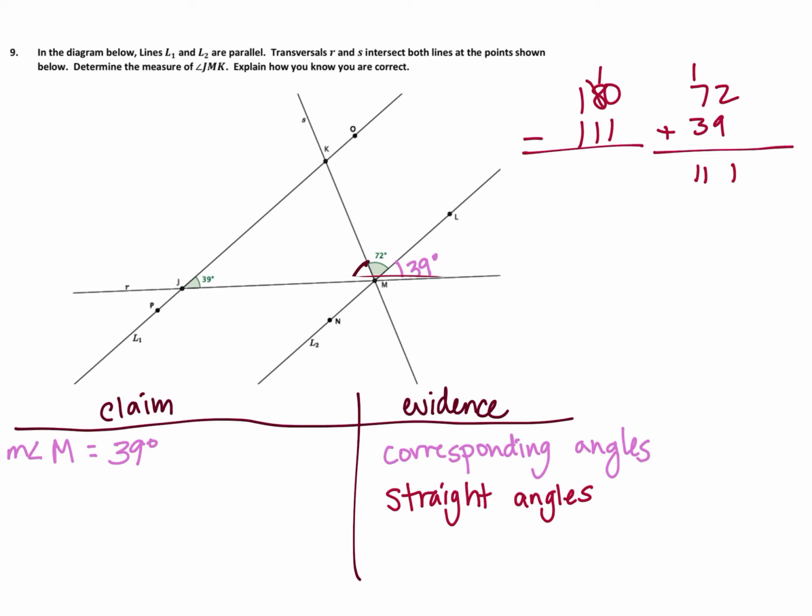10 minus 9, or 10 minus 1 is 9. 7 minus 1 is 6. So this angle here is 69 degrees.